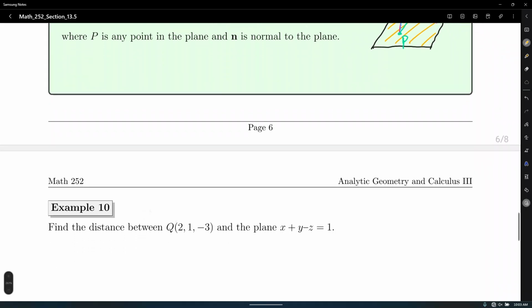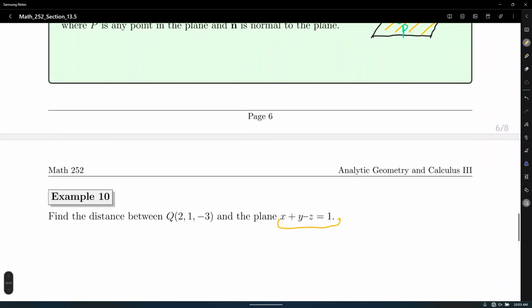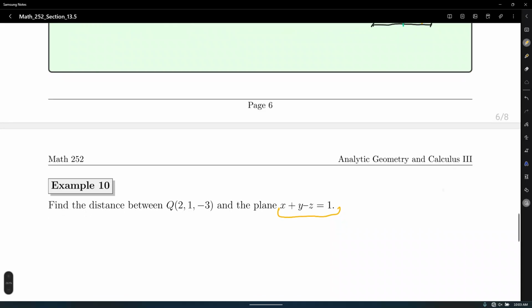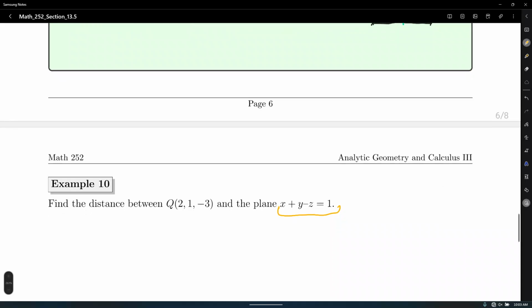For instance, let's have a look at this easy plane, easy because of the coefficients 1, 1, negative 1. So if we were to find a point that lies on the plane, then in words, we would need to look for 3 integers such that the sum of the first two minus the third one equals 1. That's not too hard to do, right? Maybe 1 plus 1 minus 1 equals 1. So we have our point, right?